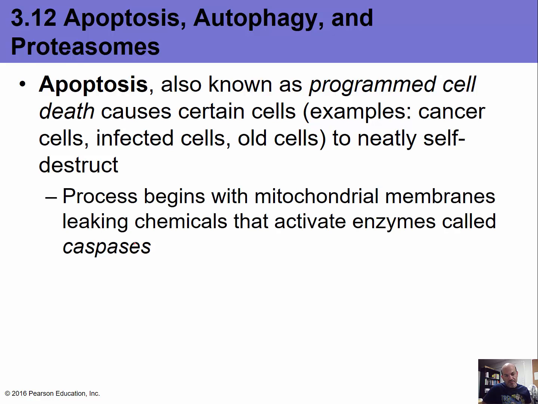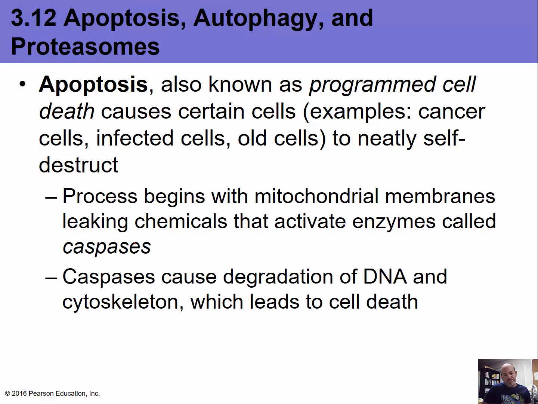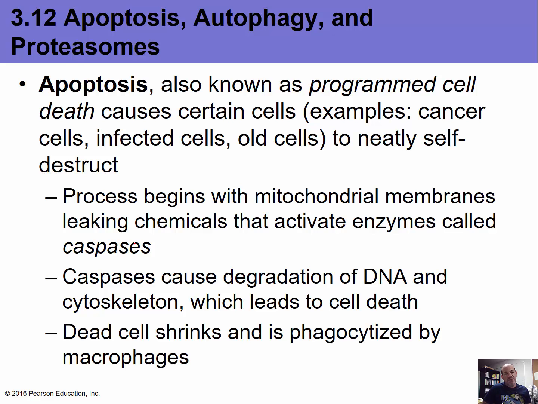fingers. The process, though, begins with mitochondrial membranes leaking chemicals that activate enzymes called caspases. The caspases cause degradation of DNA and cytoskeleton, which leads to cell death. The dead cell does shrink and then is phagocytized by macrophages, which are related to white cells.